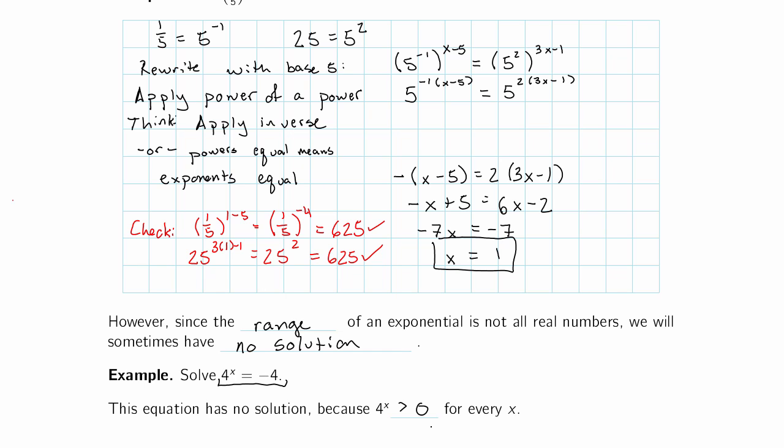This is the same thing that we did with the absolute value equations and the quadratic equations, just put in more function-related terms. Since the range is not all real numbers, if we set an exponential function equal to something that's not in its range, the equation has no solution.